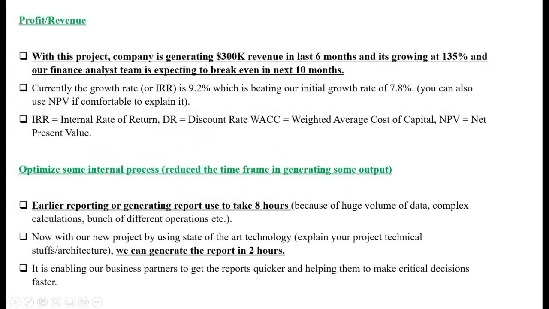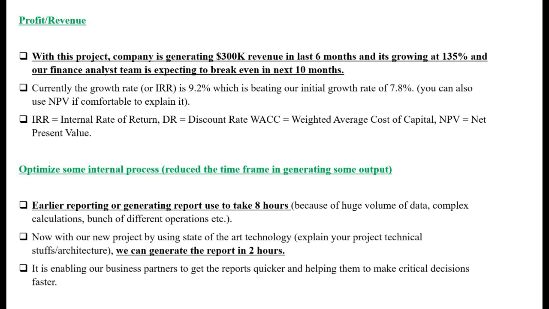So this is another business value you can mention for your project. The other thing you can mention is if your project is generating some profit or revenue. So I can say that with this project, our company is able to generate like $300,000 revenue in the last 6 months, and it's growing at 135%. And our finance analyst team is expecting to break even in the next 10 months. So this is another way you can quantify the success of your project.